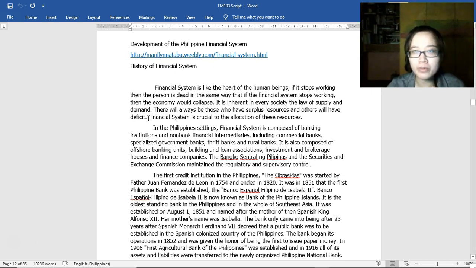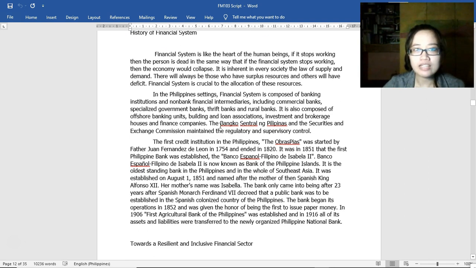So we have people who were born into regular families, but they have ambitious dreams. They would be needing money to use as capital for their business ideas and whatnot. So they would have a deficit, but they could access the financial system so that they could get the capital that they need. So the financial system is crucial to the allocation of these resources.